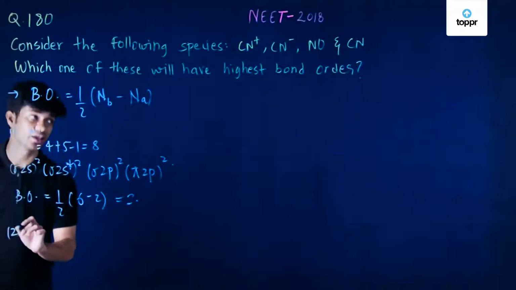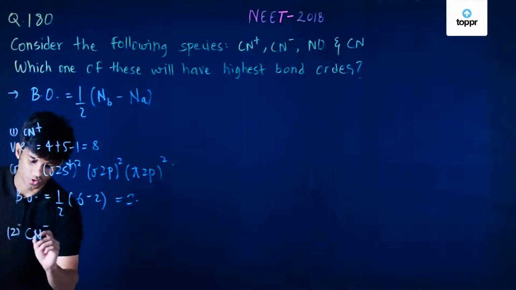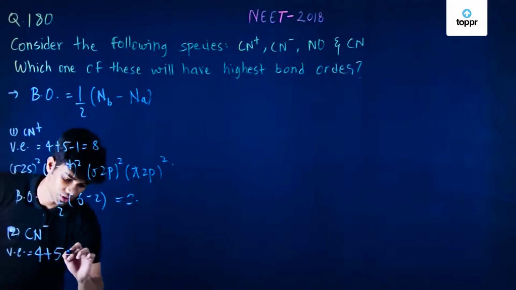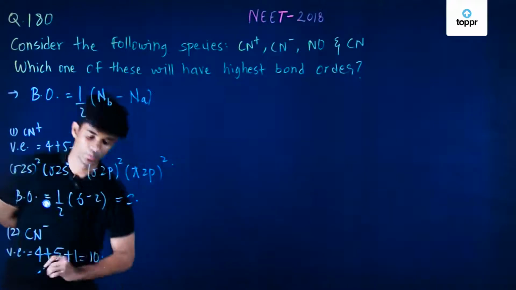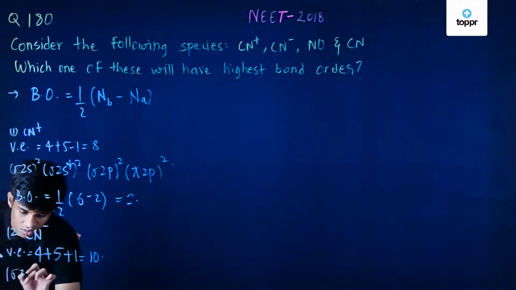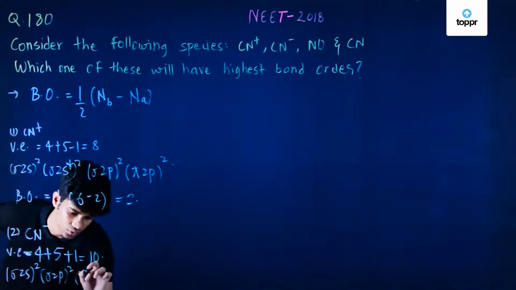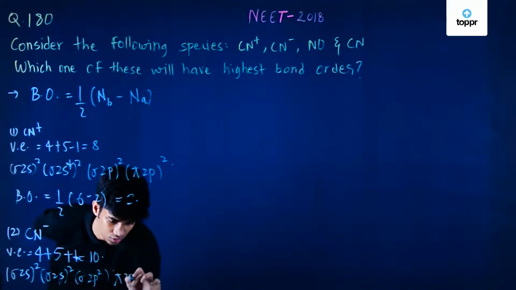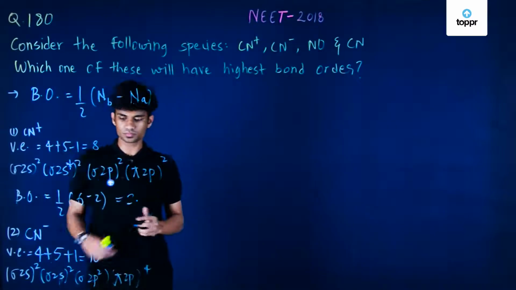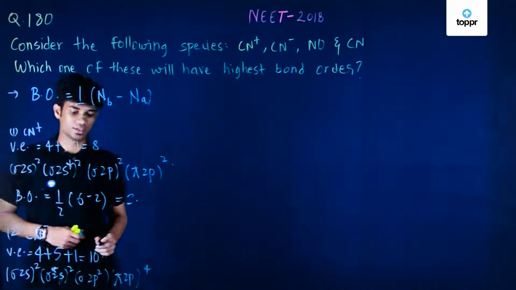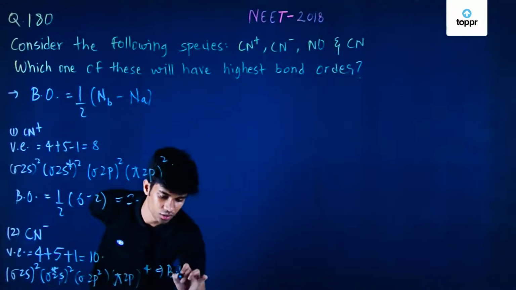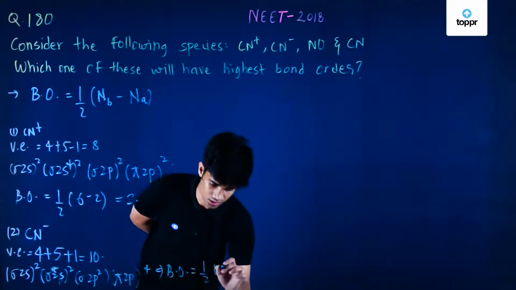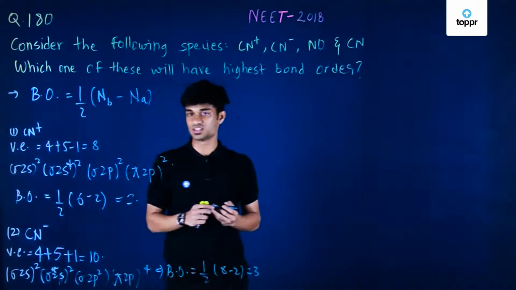Moving on to the second species, I have CN−. For CN−, once again, valence electrons are 4 plus 5 plus 1, that is 10. So my configuration here is going to look like sigma 2s2, sigma 2s star 2, sigma 2p2, then comes pi 2p4. This sigma 2s star is my antibonding orbital, which implies my bond order is equal to half of (4 plus 2, 6, plus 2, 8, minus 2), that is 6 by 2, that is 3. So that is for my CN−.